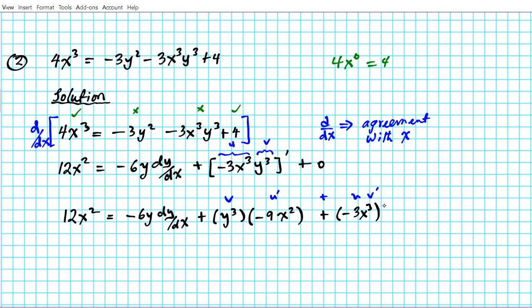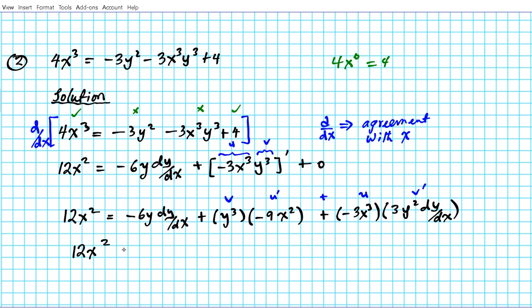That's u, and then v prime is, differentiate that, y to the third, that's 3y squared, but since there's disagreement, you add on dy/dx. Okay, so that's vu prime plus uv prime. Now let's just simplify, and then we can finish it off by collecting all the dy/dx terms to one side, and then get it isolated.